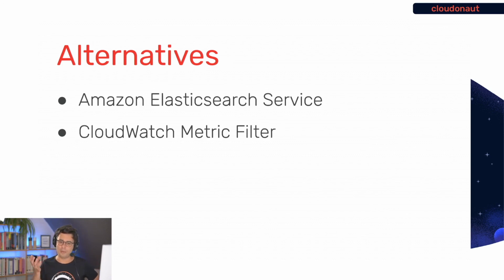CloudWatch metric filter, by the way, does a similar thing. You can send logs to CloudWatch and then define a filter that extracts a CloudWatch metric out of that. But with each filter, you can only create one metric. So I think the embedded metric format is much more flexible here. And I think that's probably a lot easier to use.